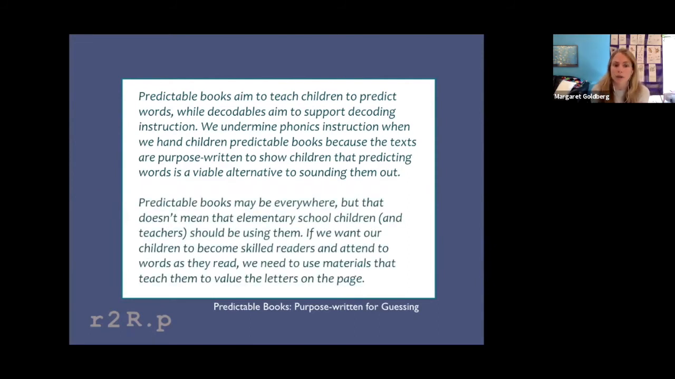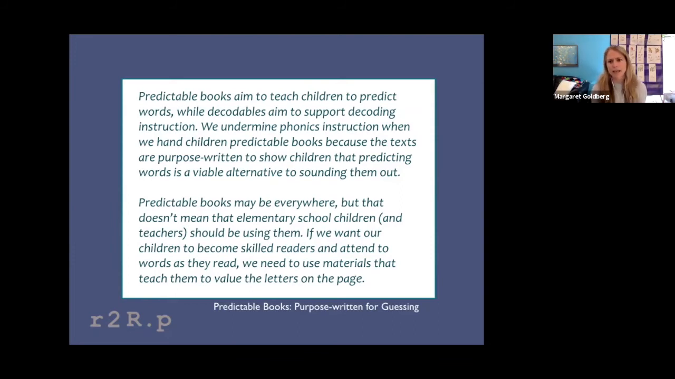Predictable books may be everywhere, but that doesn't mean that elementary school children and teachers should be using them. If we want our children to become skilled readers and attend to words as they read, we need to use materials that teach them to value the letters on the page. So this is a huge shift, because a lot of teachers have spent a lot of time and a lot of money collecting predictable books and feeling like if we put them in the hands of our students, they're getting the practice of being able to read accurately. And in fact, what we're giving them is practice on guessing words that they're not able to sound out.